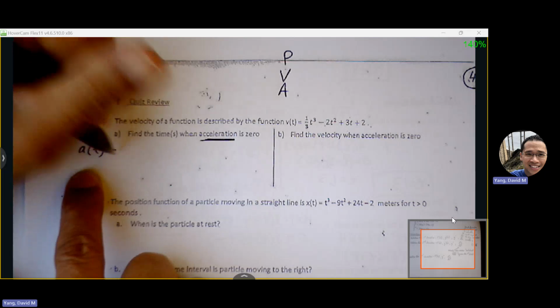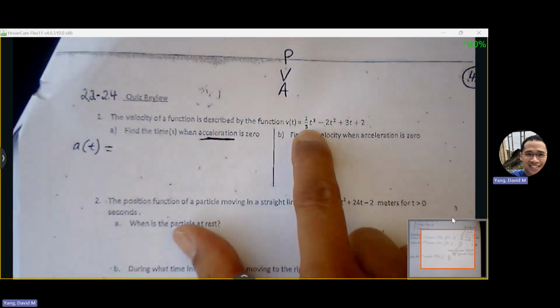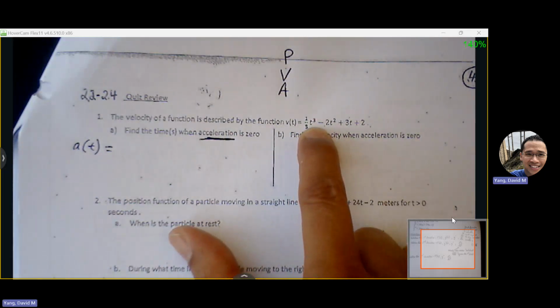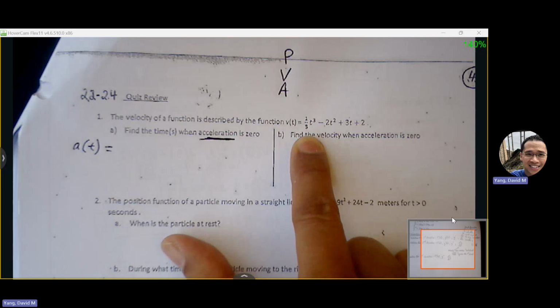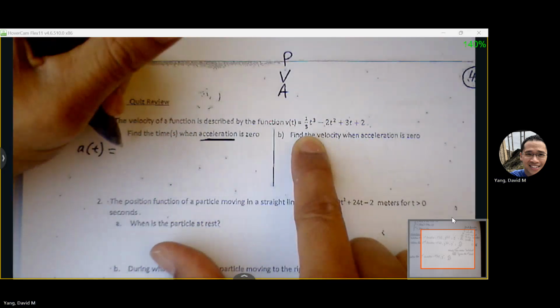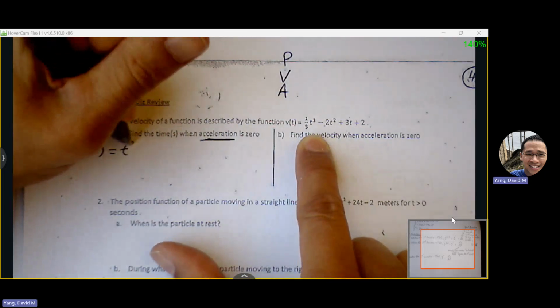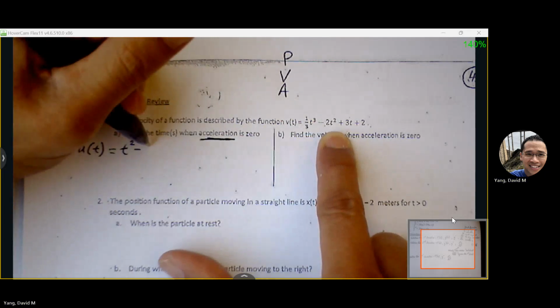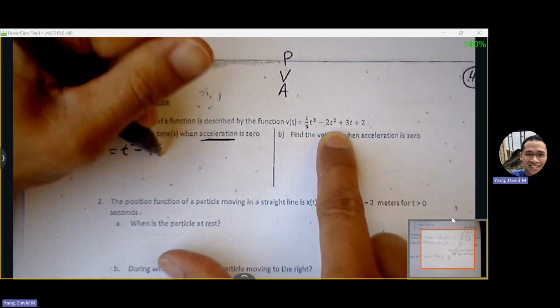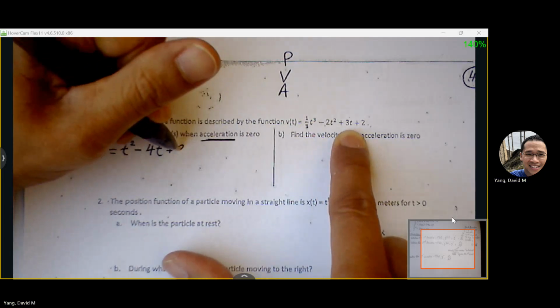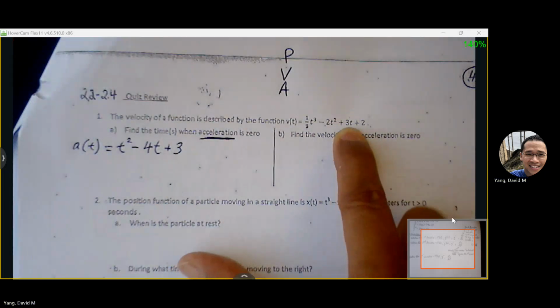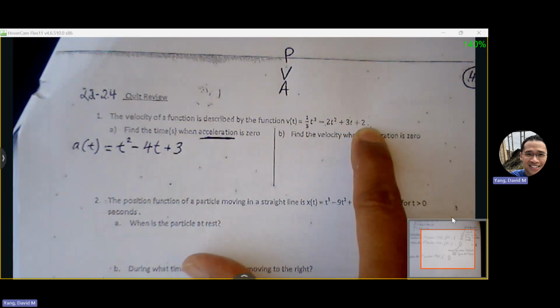So acceleration equals, we go through power rule, so we bring that 3 down in front. 3 times 1/3 is just 1, so we get t squared minus 4t plus 3. And that 2 goes away to a 0.